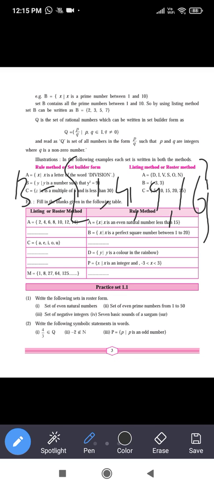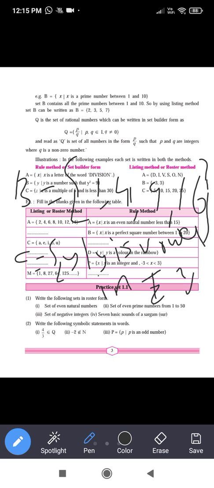So here we have to write in the rule method that set C is equal to, now in place of A, E, I, O, U, we have to use one variable. So here I am using the variable y. So set C is equal to, okay, variable y, vertical line, then y is, now we have to describe the element. So y is a vowel in the English alphabet.